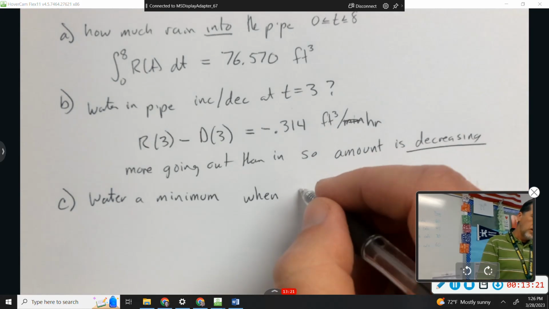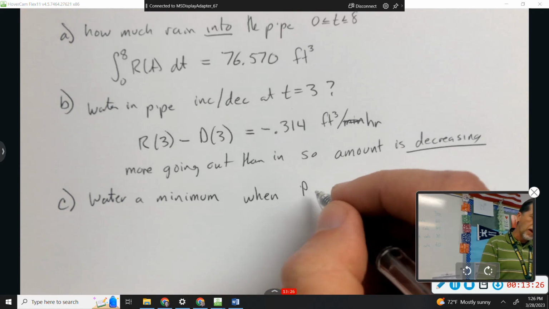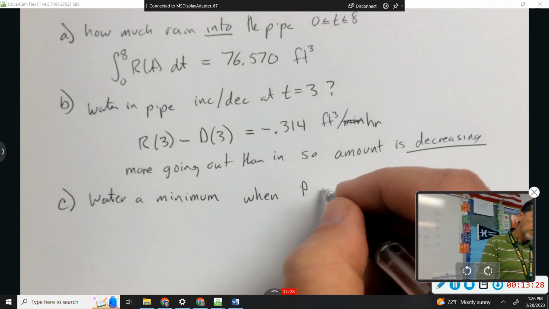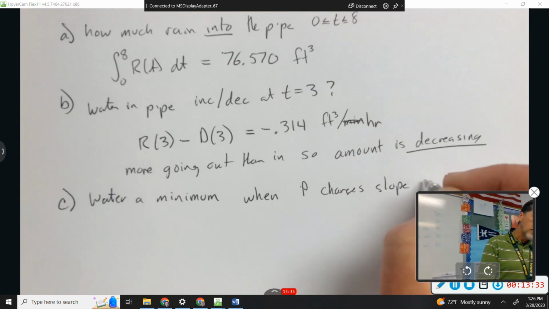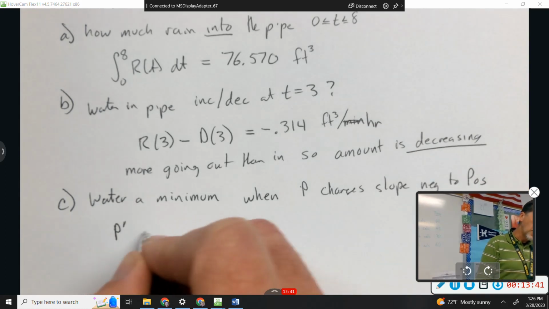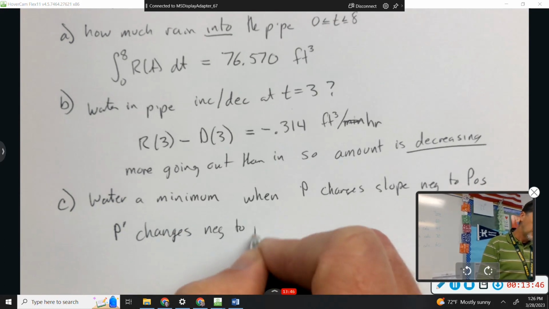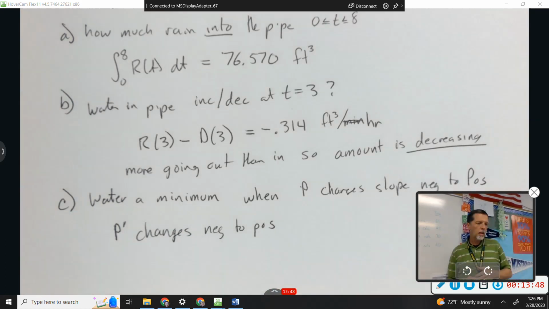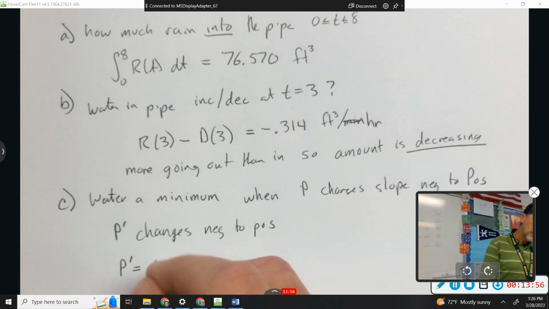So when P, that's the amount of water in the pipe, changes slope negative to positive. So that means when P prime changes negative to positive, which is both D and R. And P prime, in fact, maybe that would have helped to make this statement earlier, P prime is R minus D.